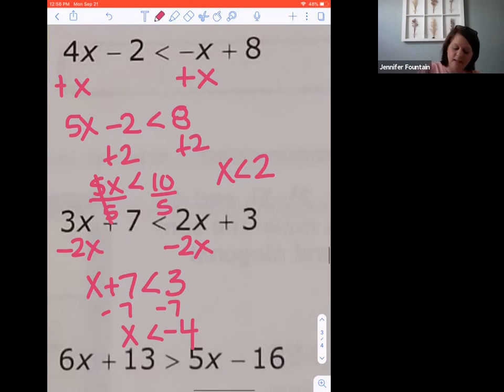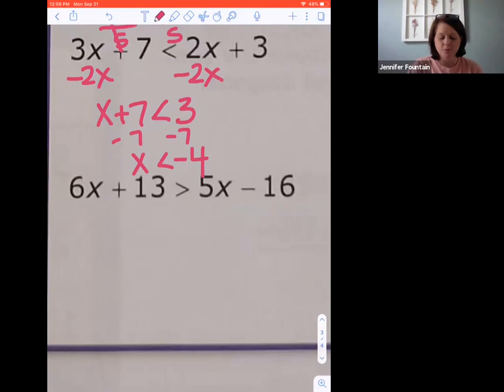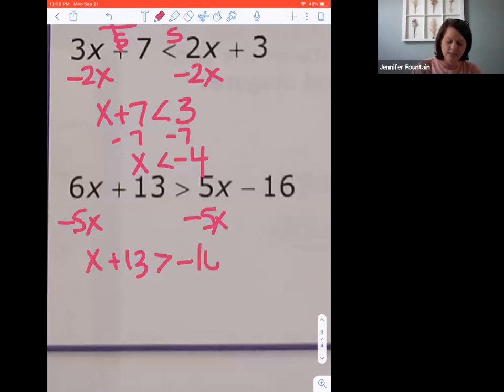Okay. And the last one. 6x plus 13 is greater than 5x minus 16. Again, I'm going to move my variables from the right to the left. So I do that by subtracting 5x because 5x is positive on the right side. So to move it, I have to subtract it. Subtract 5x here. 6x minus 5x would be 1x or just x, plus 13 is greater than negative 16.